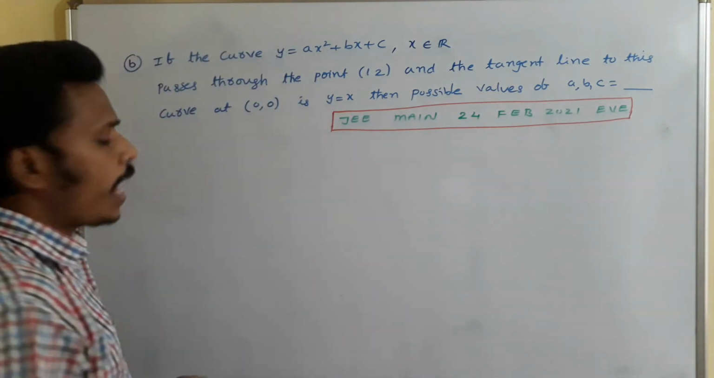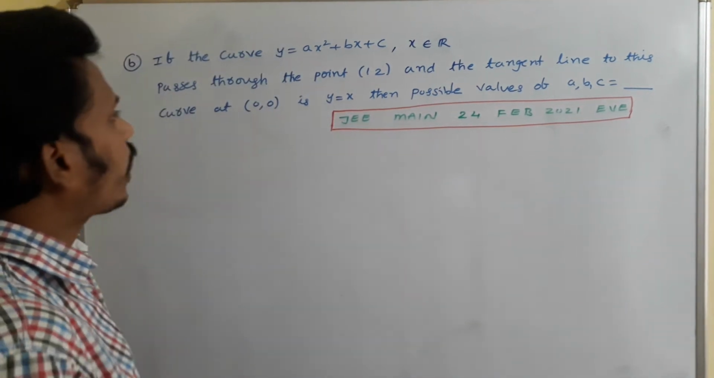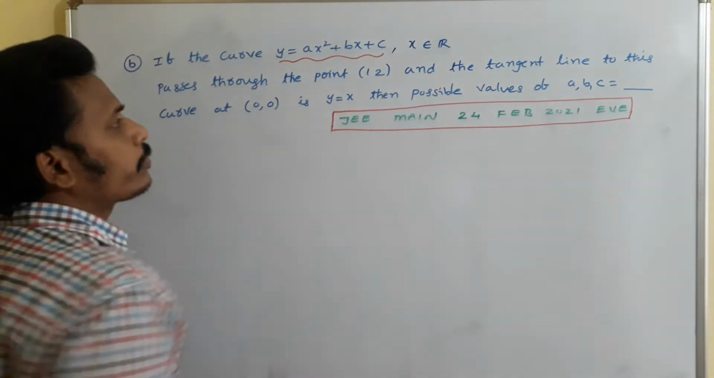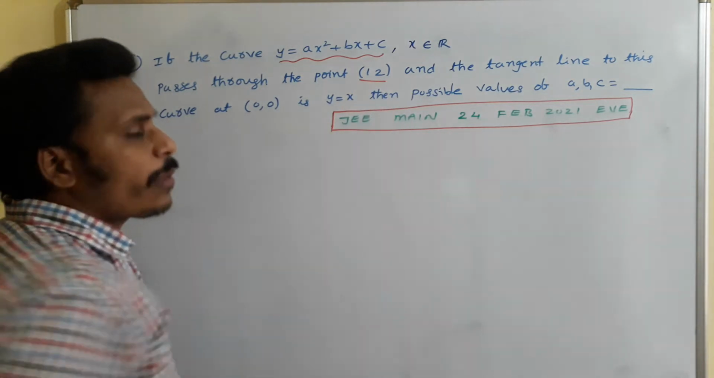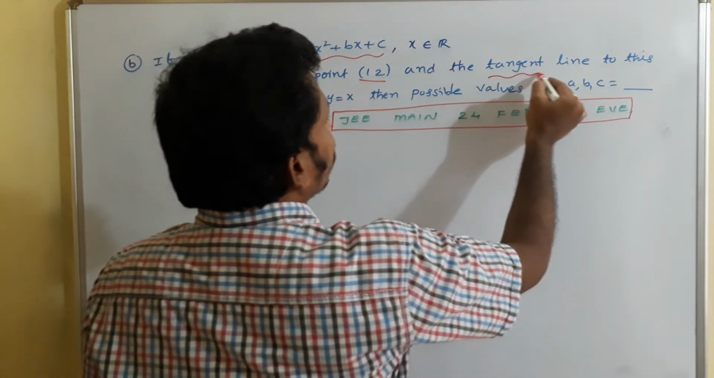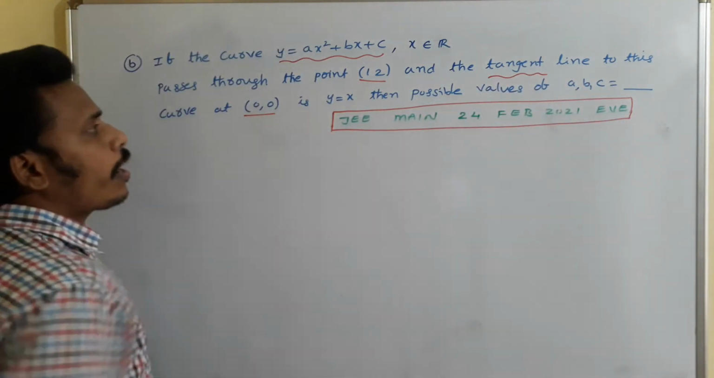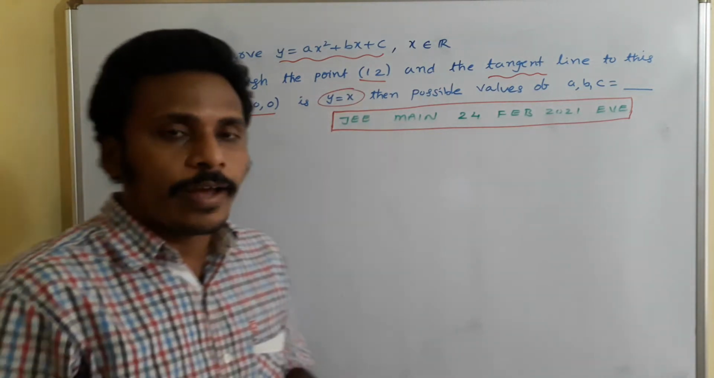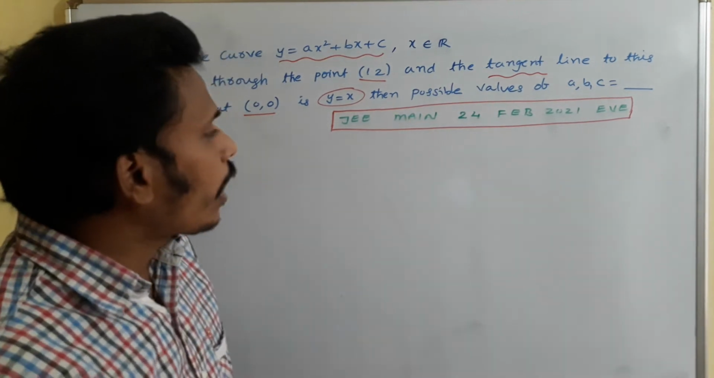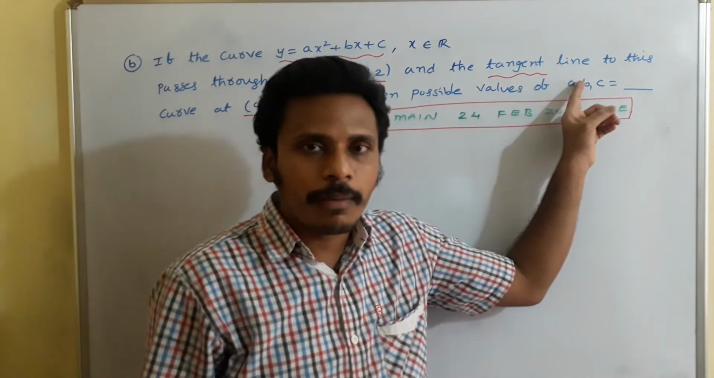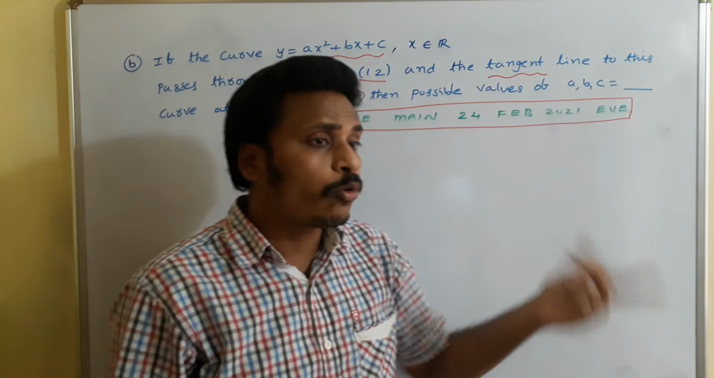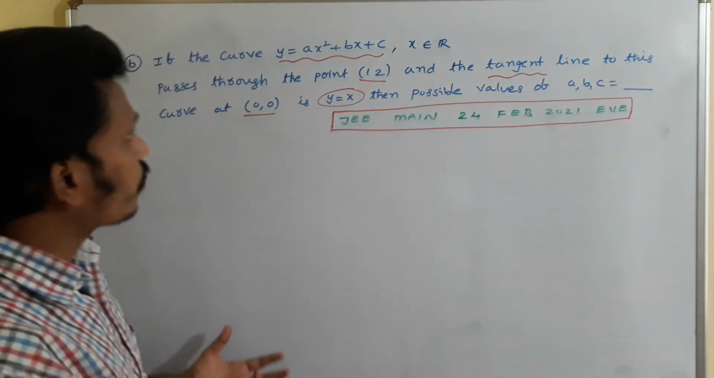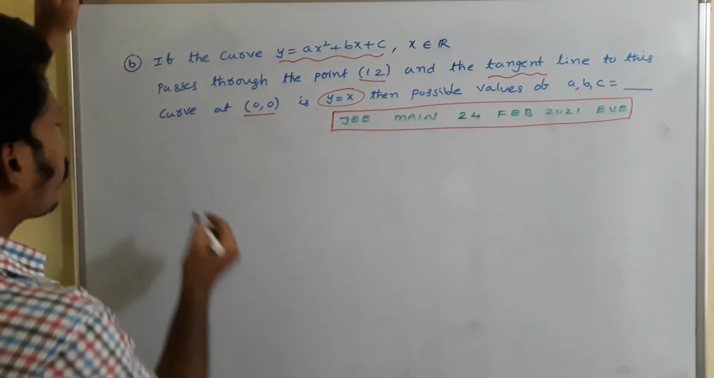As per the problem, the curve y equals ax square plus bx plus c passes through the point (1, 2), and the tangent to this curve at (0, 0) is y equals x. We need to find the possible values of a, b, c. Since I am going to find three values, I need at least three different relations or restrictions on a, b, c.